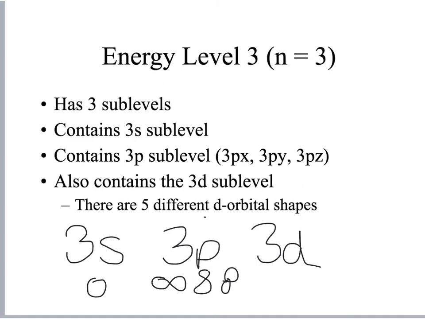And then d actually has 5 different shapes. So take a look. If each shape can hold 2 electrons, that's 2, 4, 6, 8. And now there's going to be 5 d ones, which is another 10. So energy level 3 can hold up to 18 electrons. Let's get there.